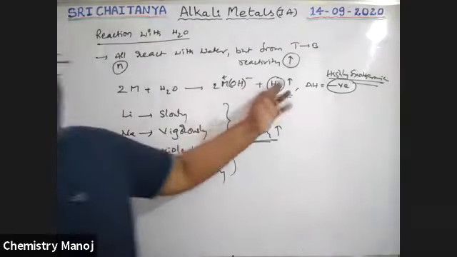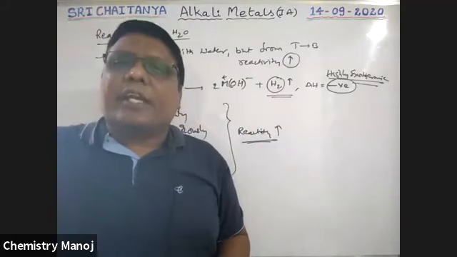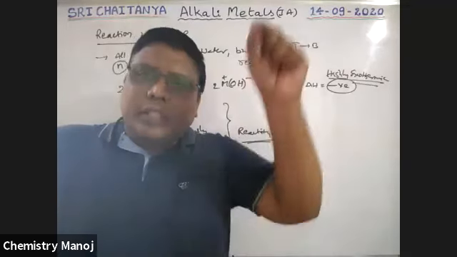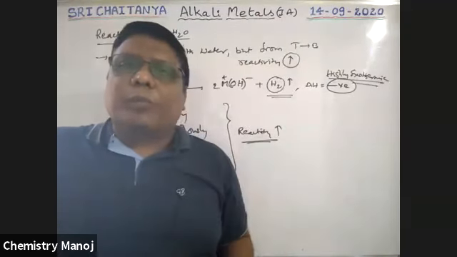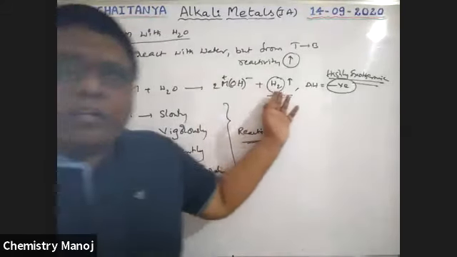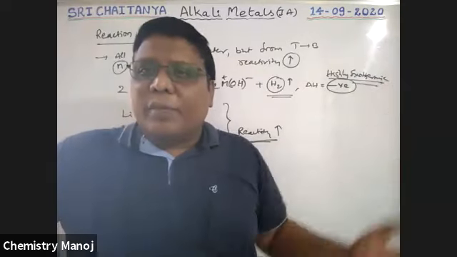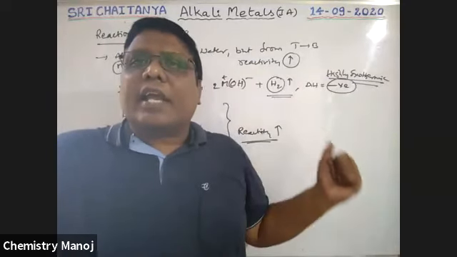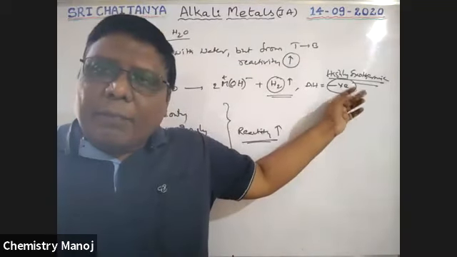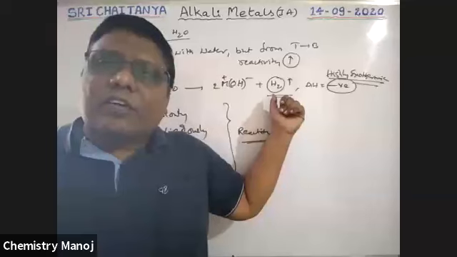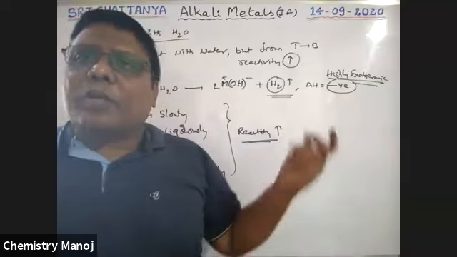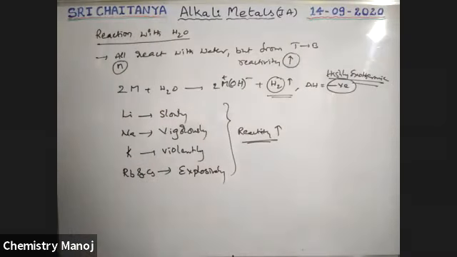During this process, hydrogen gas is liberated. T2B means top to bottom in the group. So hydrogen gas evolved, and because a huge amount of heat energy is released, that hydrogen gas catches fire. It is highly exothermic, so the released hydrogen gas burns and catches fire. That may also happen here.